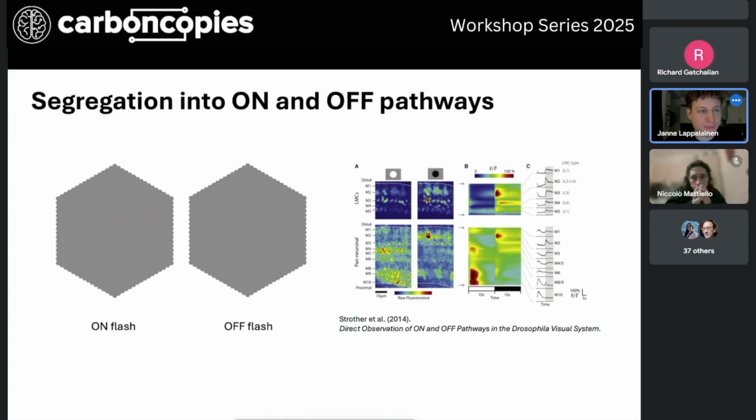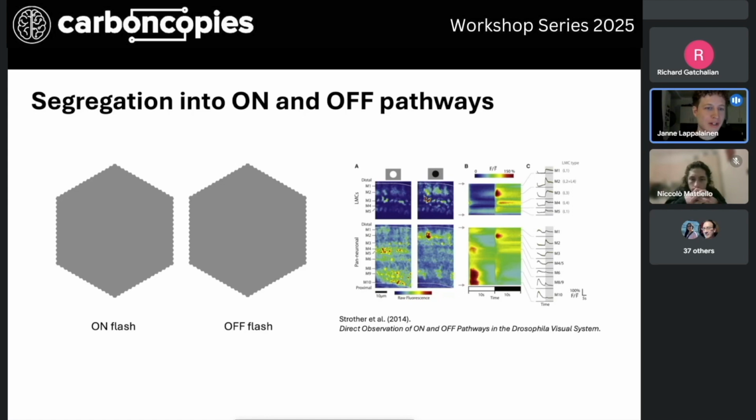So, segregation into on and off pathways. We know from the visual system of the fly, but also from other organisms, that it separates equivalent computations of orientation and motion into on and off pathways. So it can see in various light, contrast and brightness conditions. It can detect the edges of objects and so on.